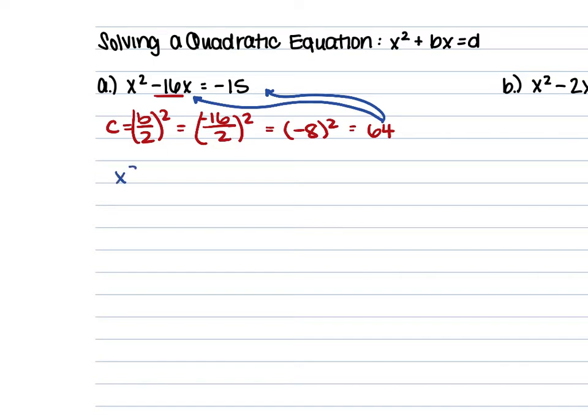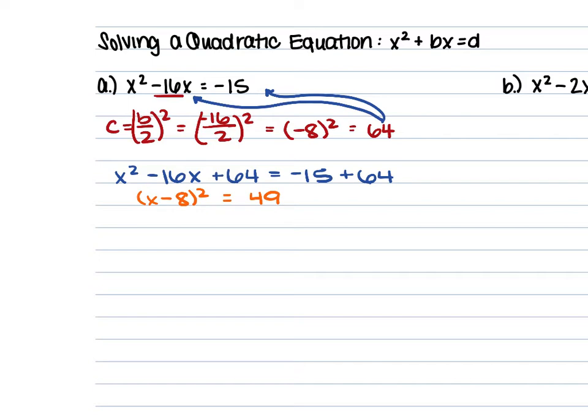So this is going to give us x squared minus 16x plus 64 is equal to negative 15 plus 64. From here, we are going to factor the left side and add the right side. So if we factor the left side, we're left with x minus 8 squared. If we add the right side, 64 minus 15 is 49. From here, we're just going to solve.